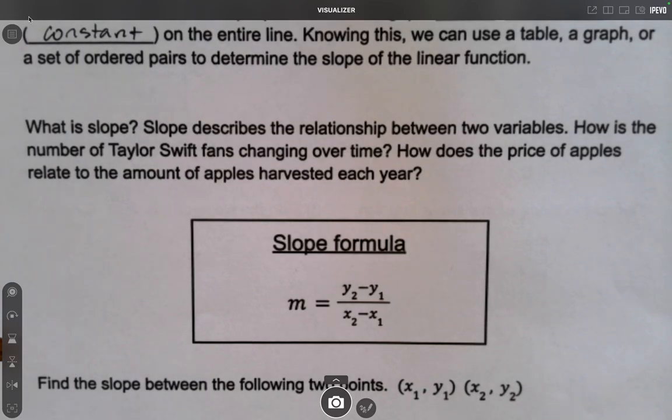So you could look at how the number of Taylor Swift fans is changing over time. So time is one variable, moves forward. Taylor Swift fans, the number could go up or down. I have no idea, but we could figure that out.